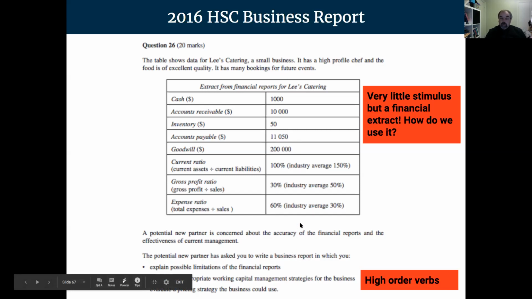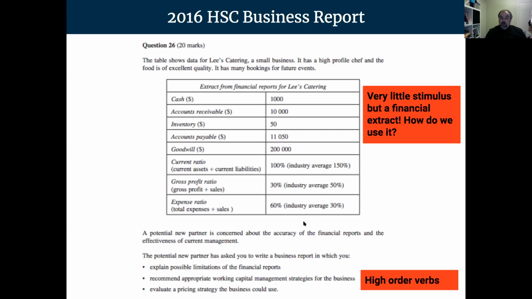The last part of the question is asking us to evaluate pricing strategy. Okay, so we've gone explain, probably mid-order verb, recommend, getting a bit high, and then, at the top of the ordered verbs there, evaluate, making judgments around a suitable pricing strategy.